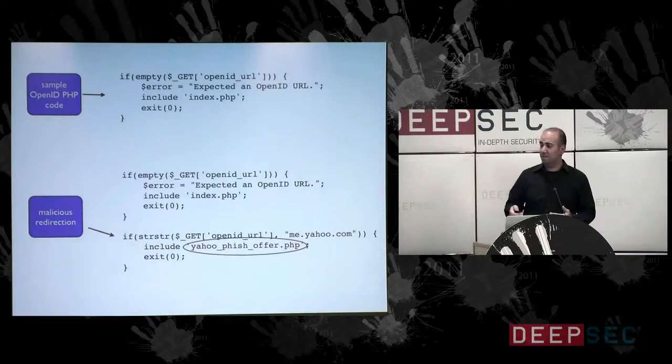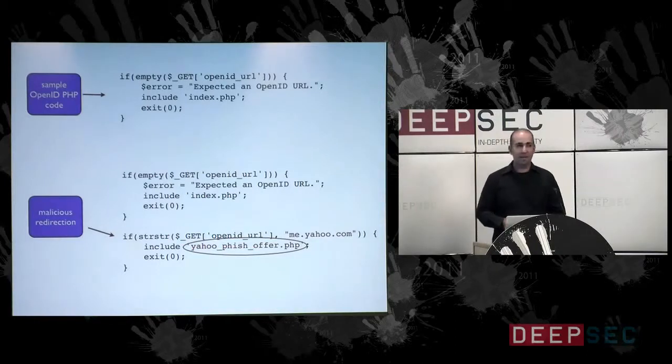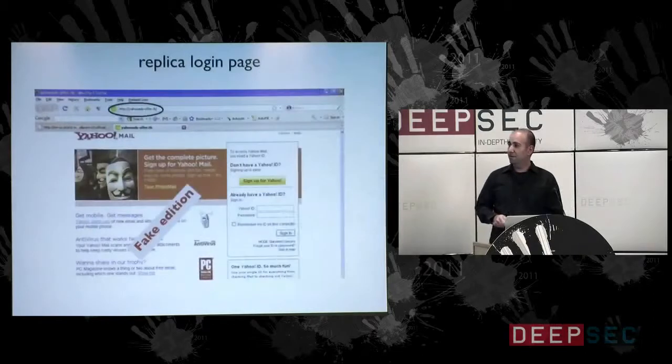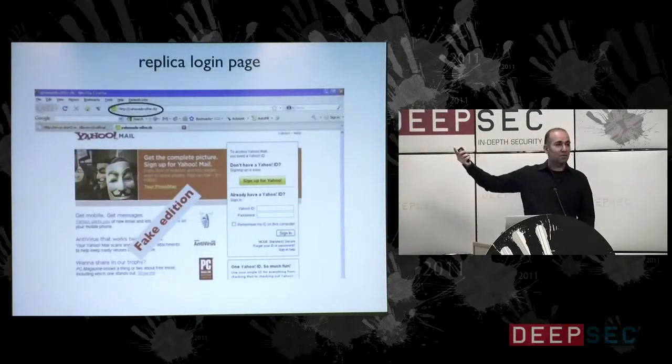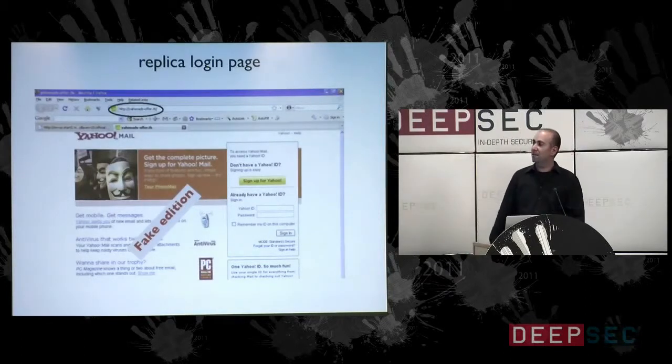And all you have to do is just make some minor code changes to basically point out to the replica page that you want to go to. Again, this is a sample app that we grabbed and just changed the redirection for the OpenID. And then you go into social engineering toolkit and build a fake replica Yahoo login page, and that's how easy it is.